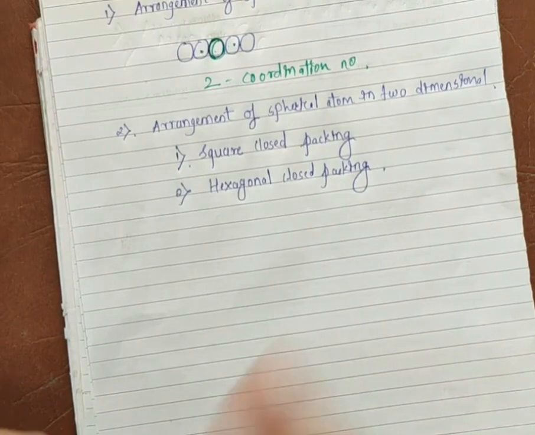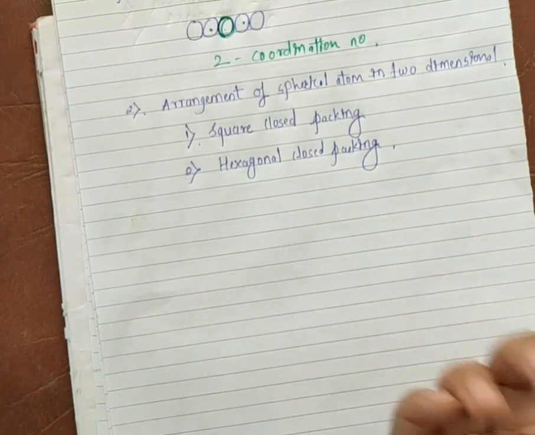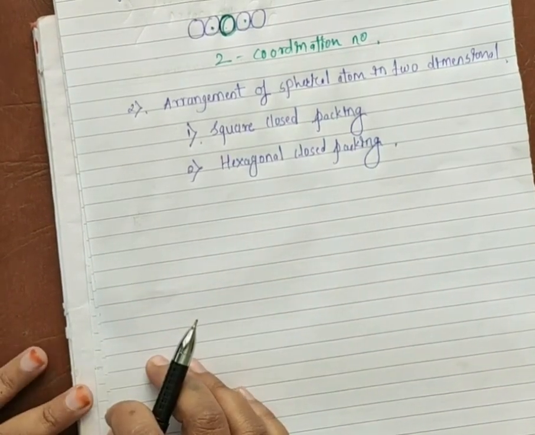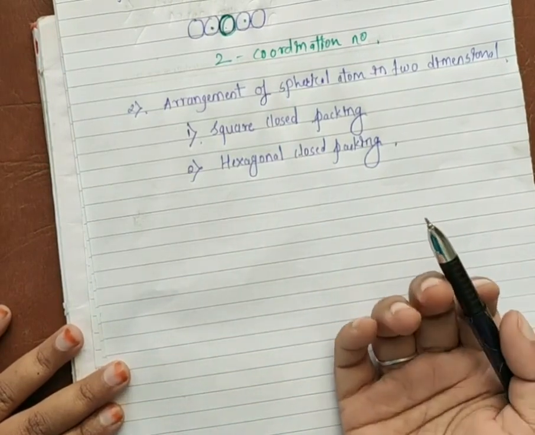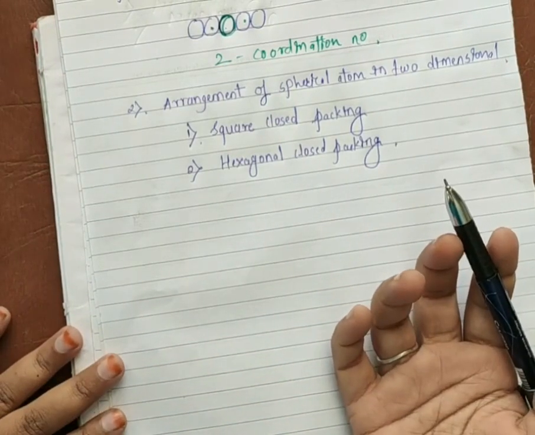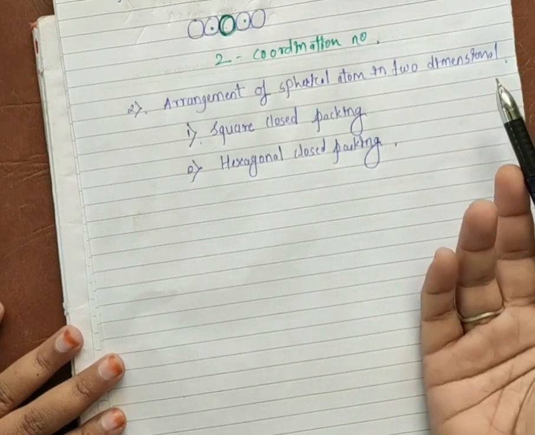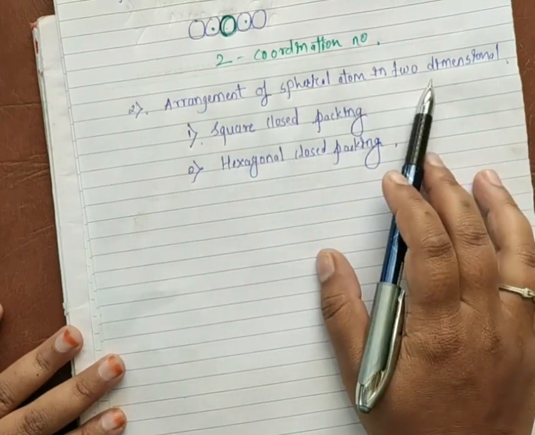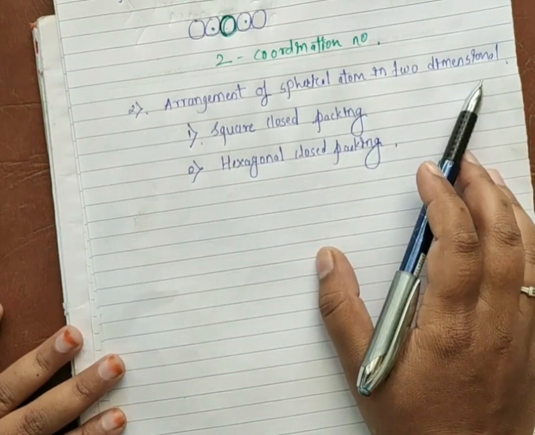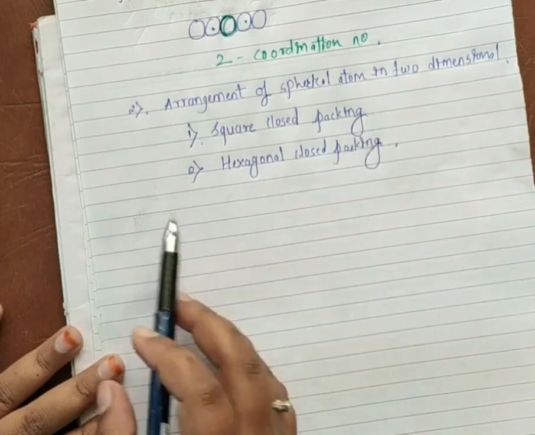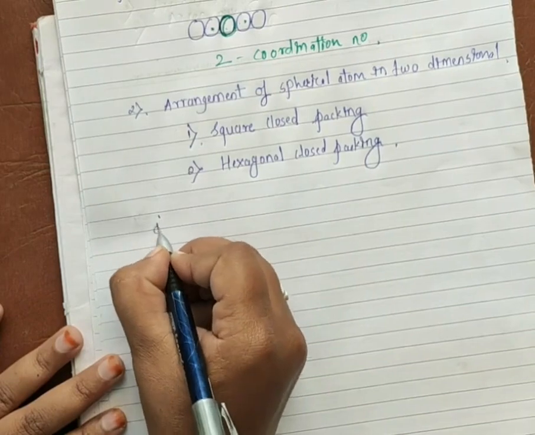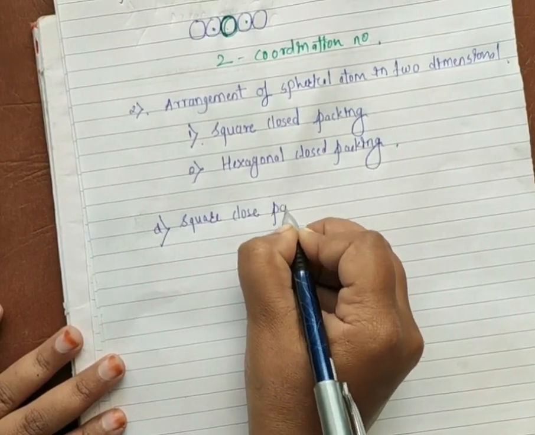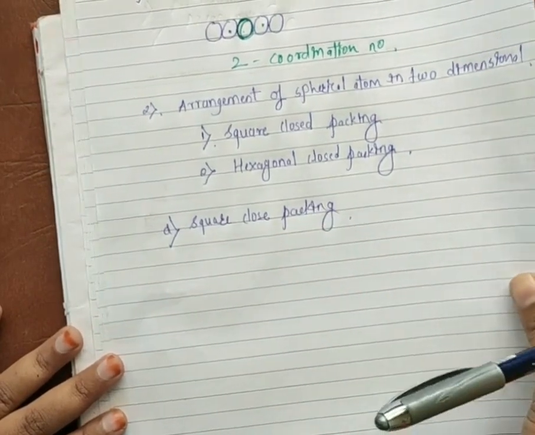I am repeating this again because I want to continue to the next part. If you understand what is meant by square closed packing and hexagonal closed packing, then you will understand the arrangement of spherical atoms in three dimensions. So first I told about the square closed packing. I already explained this part.